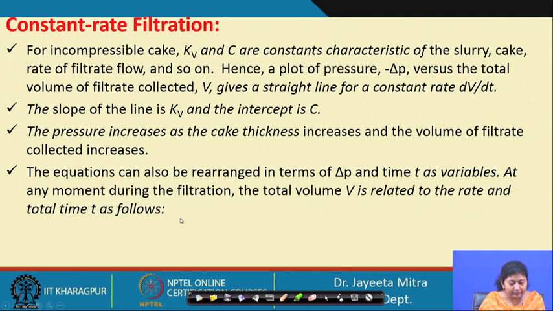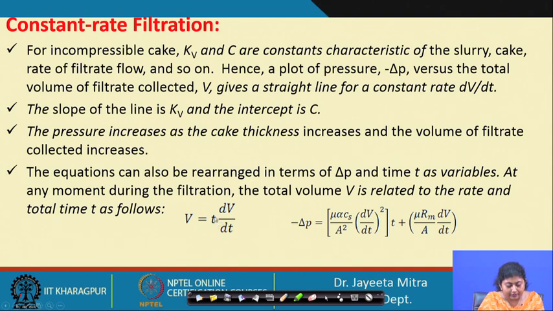and at any moment during the filtration, the total volume V is related to the rate and the total time t by the following equation. So, V equal to t into dV by dt. So, rate of filtration into time will give us the total volume of the filtrate that has been passed through, and minus delta P into mu into alpha Cs by A square into dV by dt whole square into t. We have just replaced that V with this expression, and mu into Rm by A into dV by dt. So, now delta P with respect to t we can plot.